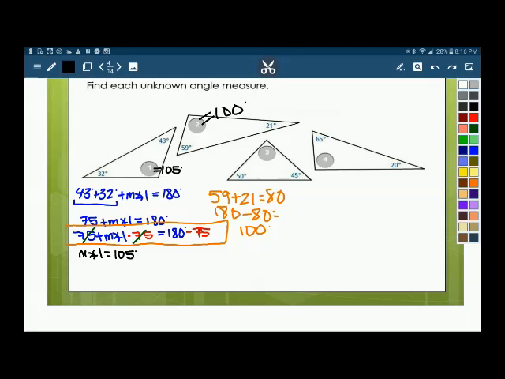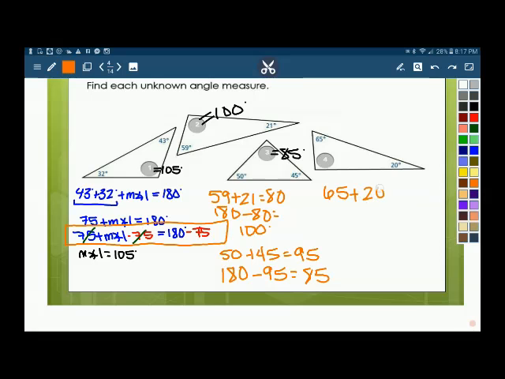I'm going to do the same thing for this third triangle. 50 plus 45 is equal to 95. And then 180 minus 95 is going to equal 85. So the measure of angle 3 is 85 degrees. Last one, 65 plus 20, that's equal to 85. 180 minus 85 is equal to 95. So the measure of angle 4 is 95 degrees.